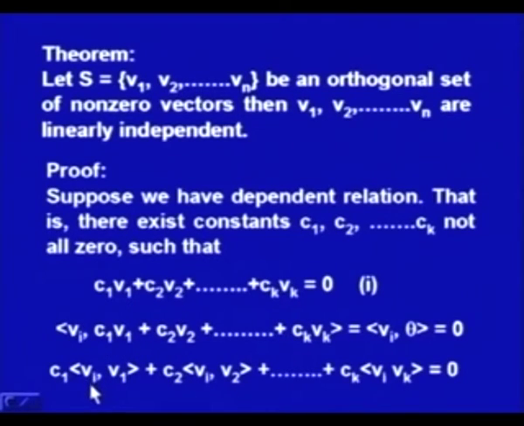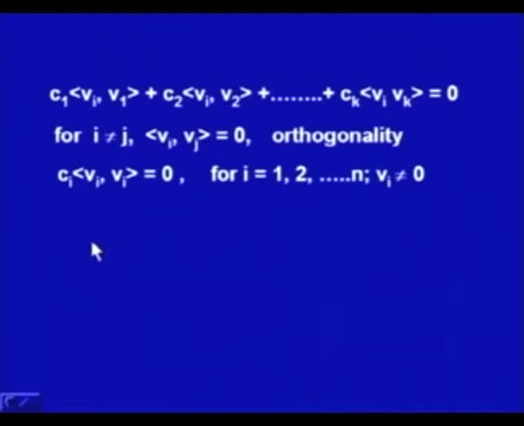Now, v_i comma v_1 is 0 if i is not 1, because they are orthogonal. Similarly, this is going to be 0, so all these terms will go to 0. If i is not equal to j, the inner product of v_i and v_j is 0 due to orthogonality. That means we have only c_i multiplied by v_i comma v_i equal to 0. For whatever i you consider, this is going to happen, provided we know that v_i comma v_i is not 0.